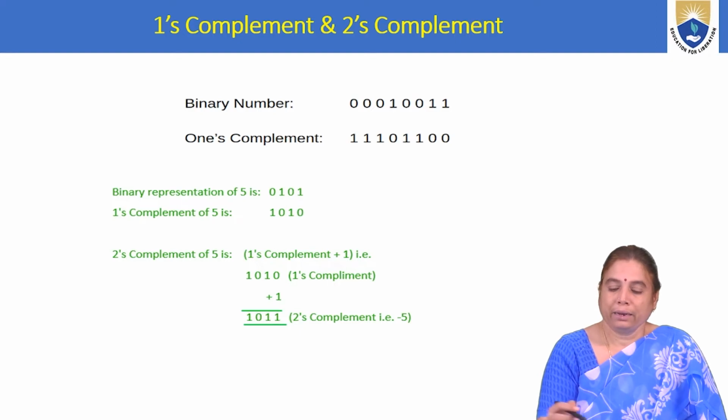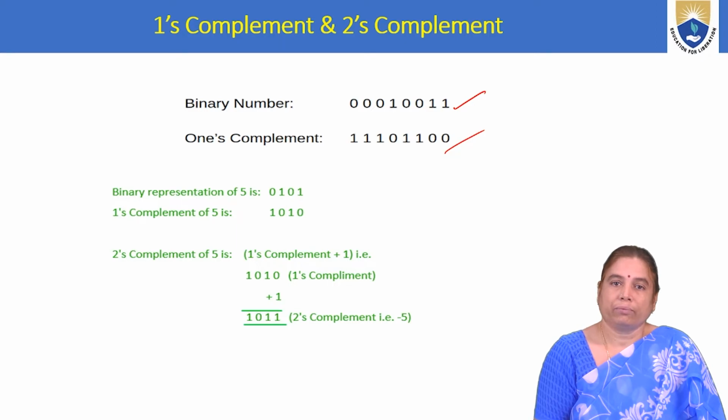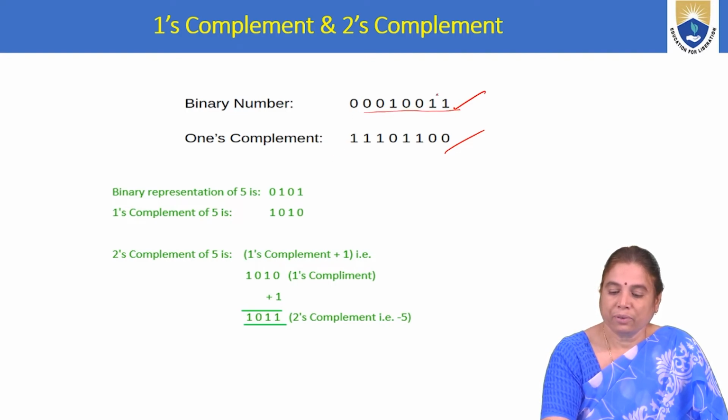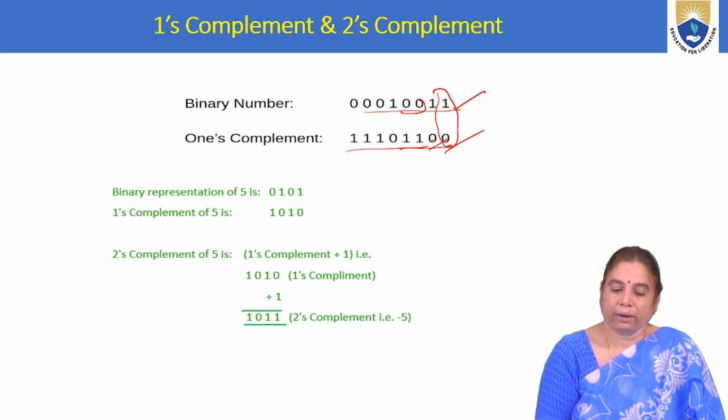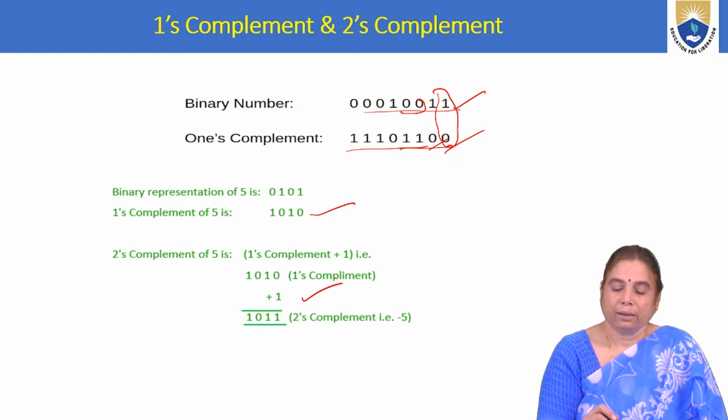If you take a binary number, the 1's complement is obtained by interchanging 0 as 1 and 1 as 0. So here, 00010011: the 1's complement is obtained by interchanging 0 as 1 and 1 as 0, and so on for each bit. You can get the 1's complement. The 2's complement means the 1's complement value plus 1. Then we can get the 2's complement value.